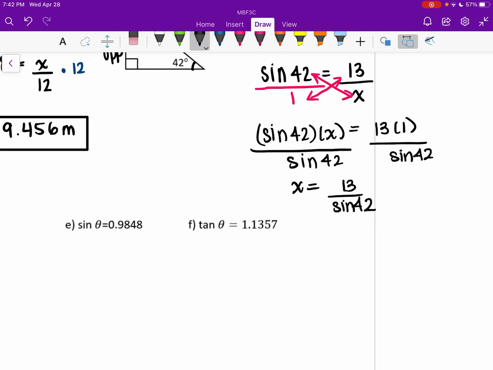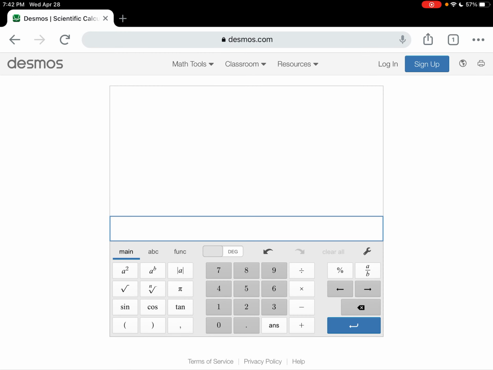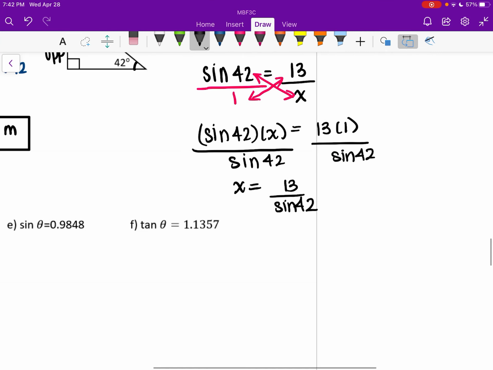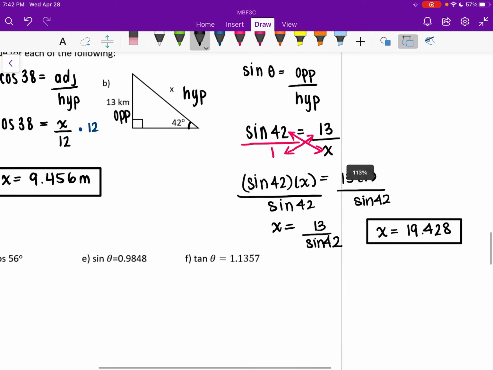And I'm just going to go in and throw that into that same calculator I was using. So I'm going to say, okay, clear all. 13 divided by sine 42, and I'm going to just close my bracket, is going to give me 19.428. So I'm just going to go back in. So I know x is equal to 19.428, or you can just write it as 19.4. Okay.